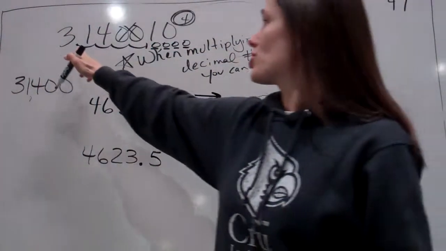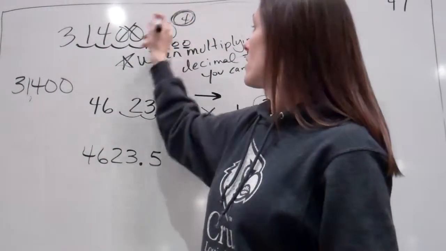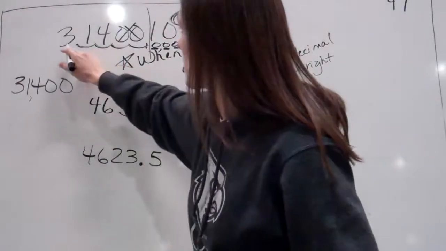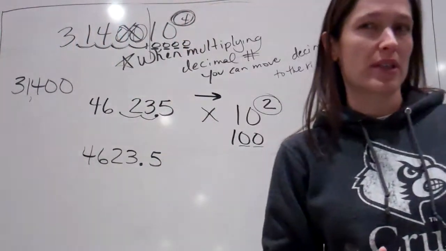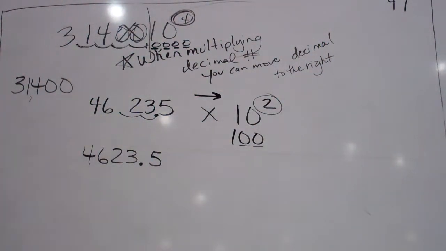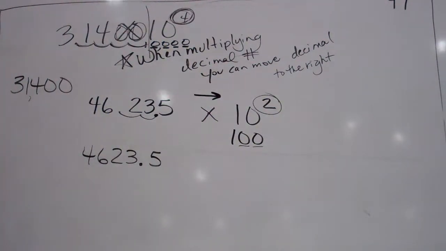31,400. So I just took my decimal place that was right here and I moved it 4 places to the right. 1, 2, 3, 4. So now my number is 314 and I had to fill these spots in with zeros. Everybody remember how we did that? Okay. Good job. Everybody feel like they got it?